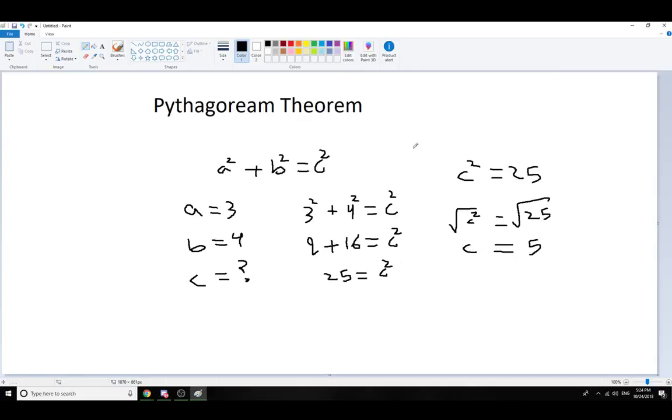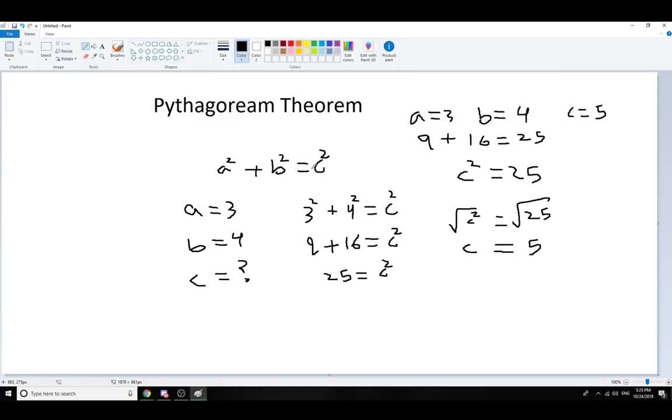So now that you know your answer, a is 3, which you already knew. B equals 4, which you already knew. And c equals 5. So you can plug these numbers back into your formula and see if they are accurate. So 3 squared is going to be 9 plus 4 squared is going to be 16 equals 5 squared, which is going to be 25. And 9 plus 16 equals 25. So 25 equals 25. This is true.